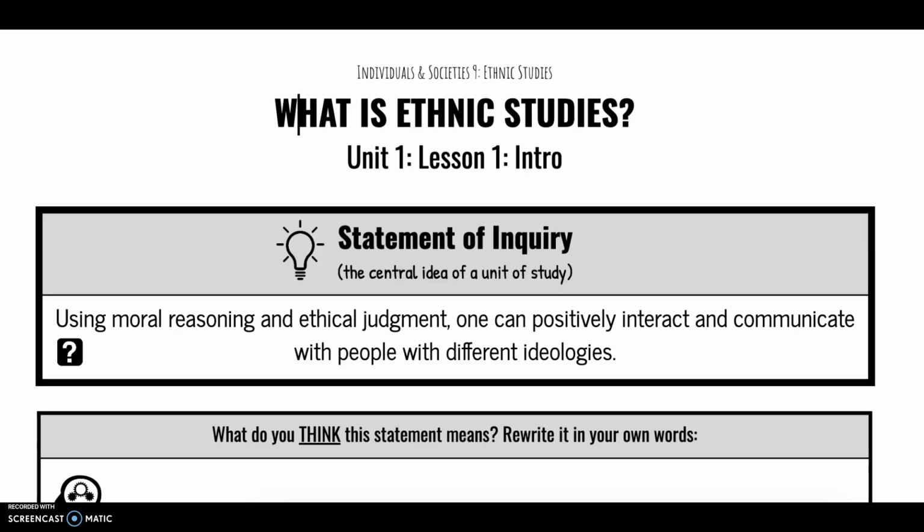Let's get started. So our statement of inquiry, or our central idea of this unit, is the following. Using moral reasoning and ethical judgment, one can positively interact and communicate with people with different ideologies.